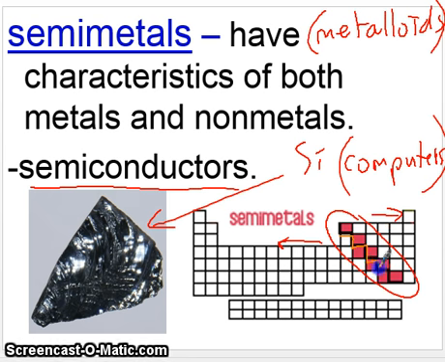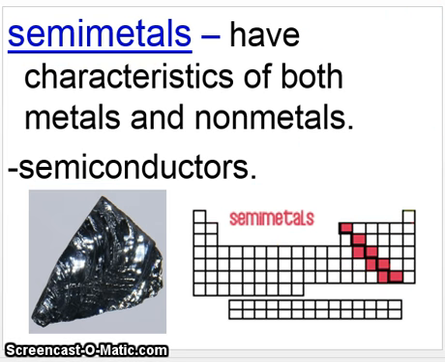And this stair-step line, any element touching the stair-step line technically is a semi-metal, with the exclusion of the element aluminum. Aluminum is actually a pure metal, or a real metal. It conducts electricity, it's malleable. So excluding aluminum, any other element touching the stair-step line can be considered to be a semi-metal.